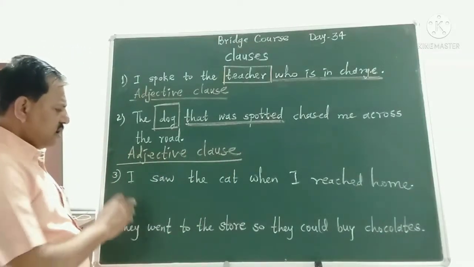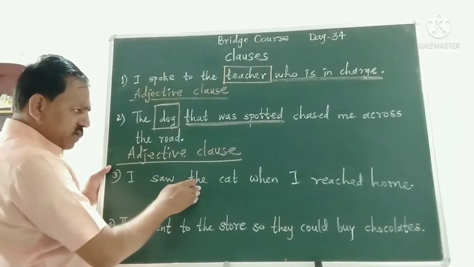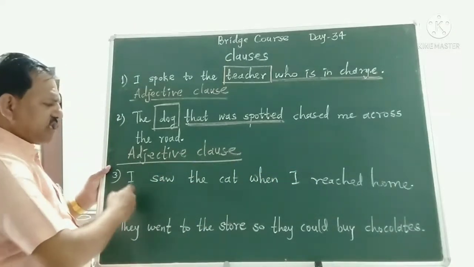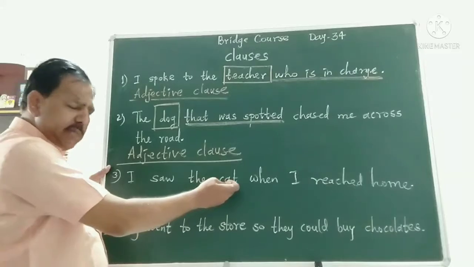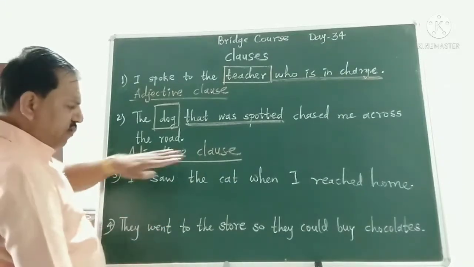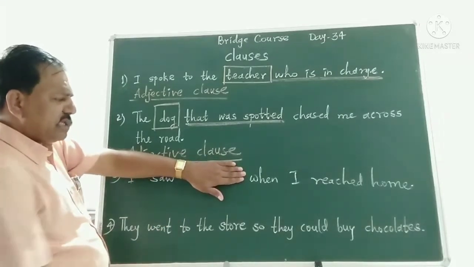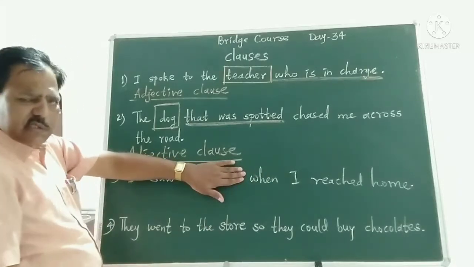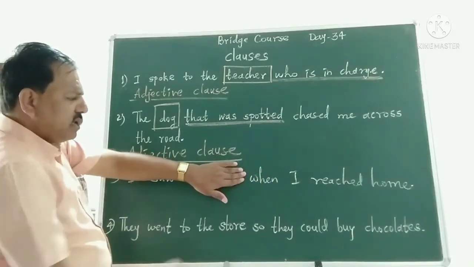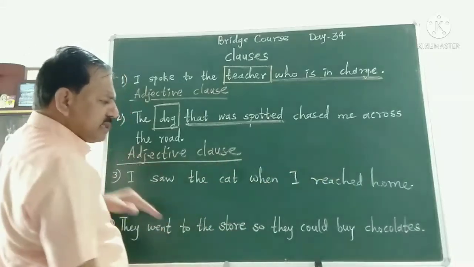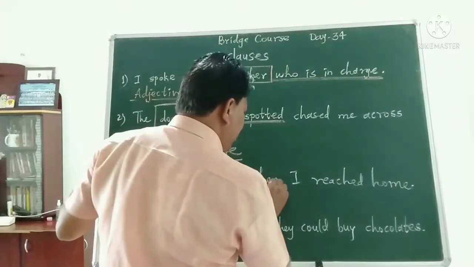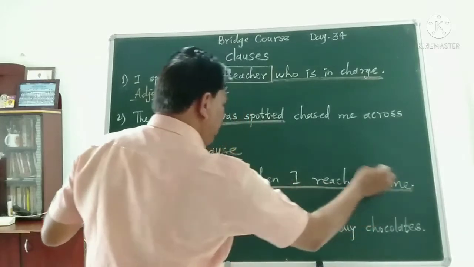Number 3, I saw the cat when I reached home. Now here, I saw the cat, independently meaningful. So this is main clause. When I reached home, when we disconnect from the main clause, it does not have its own meaning or existence. It is not comprehensive independently. And that's why when I reached home is subordinate clause. So underline the subordinate clause, when I reached home.